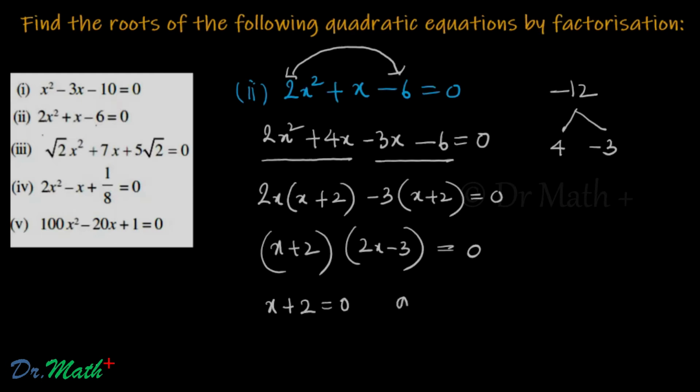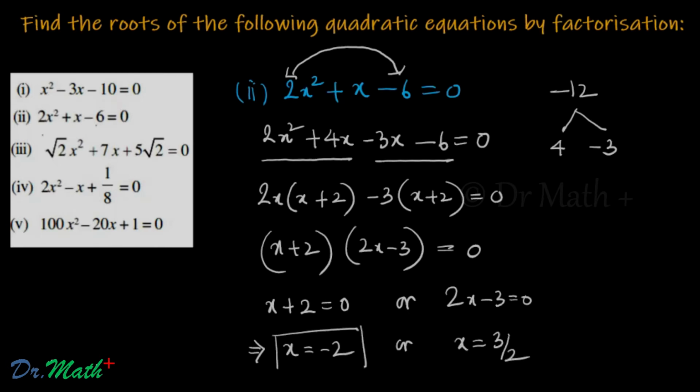According to null product rule, if x plus 2 into 2x minus 3 is 0, then x plus 2 is 0 or 2x minus 3 is 0, which implies that x is minus 2 or x is 3 by 2. These are two roots of this quadratic equation.